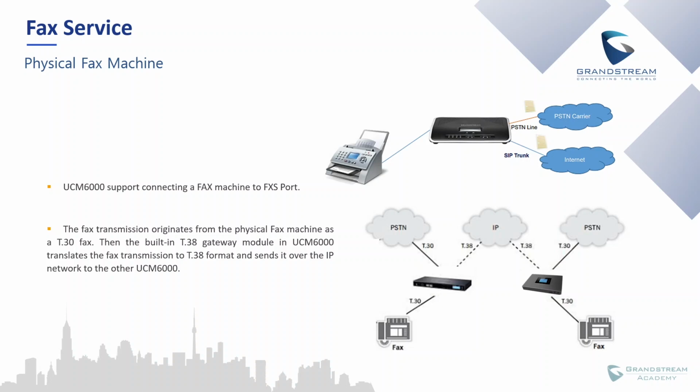The fax transmission originates from the physical fax machine as the T.30 fax. Then the built-in T.38 gateway module in the UCM 6000 translates the fax transmission to the T.38 format and sends it over the IP network to the other UCM 6000. The second server translates back the transmission to T.30 and sends it to the attached fax machine or over the PSTN line for external numbers.